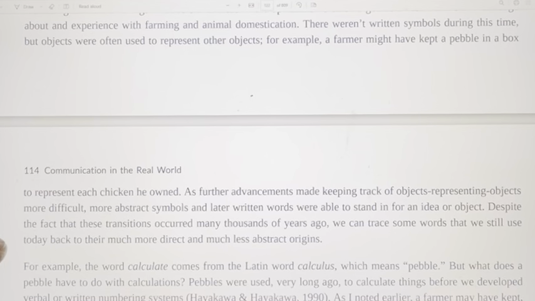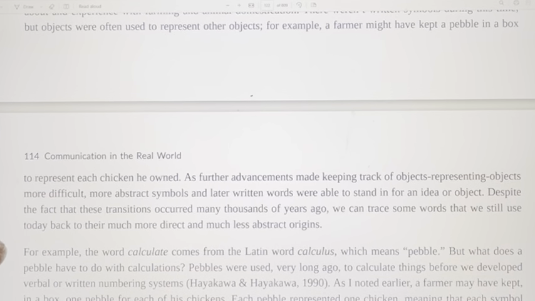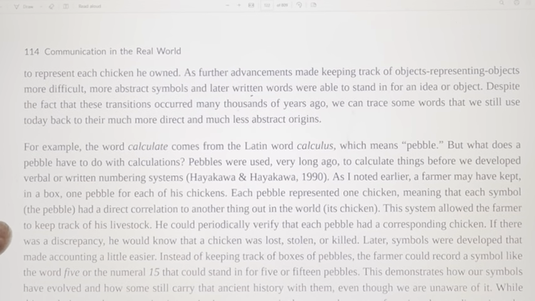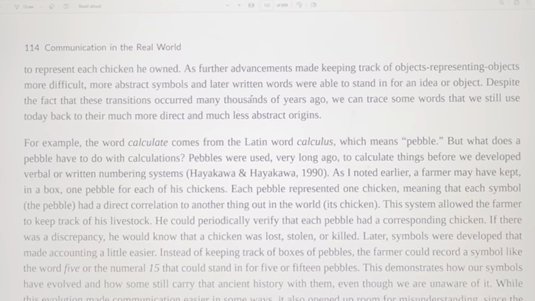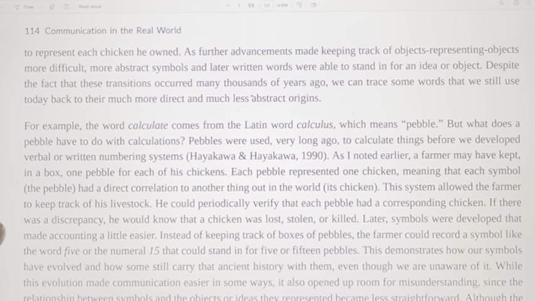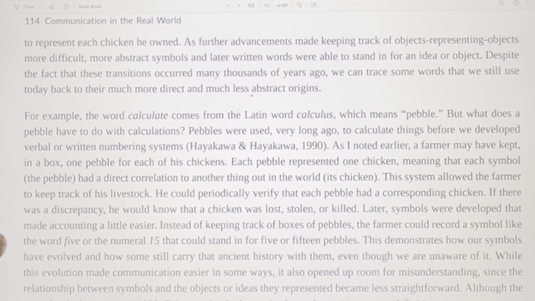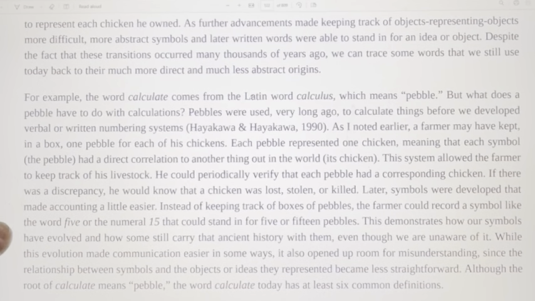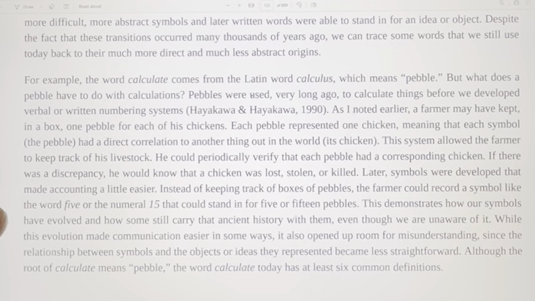There weren't written symbols during this time, but objects were often used to represent other objects. For example, a farmer might have kept a pebble in a box to represent each chicken he owned. As further advancements made keeping track of objects representing objects more difficult, more abstract symbols and later written words were able to stand in for an idea or object. Despite the fact that these transitions occurred many thousands of years ago, we can trace some words that we still use today back to their much more direct and much less abstract origins.